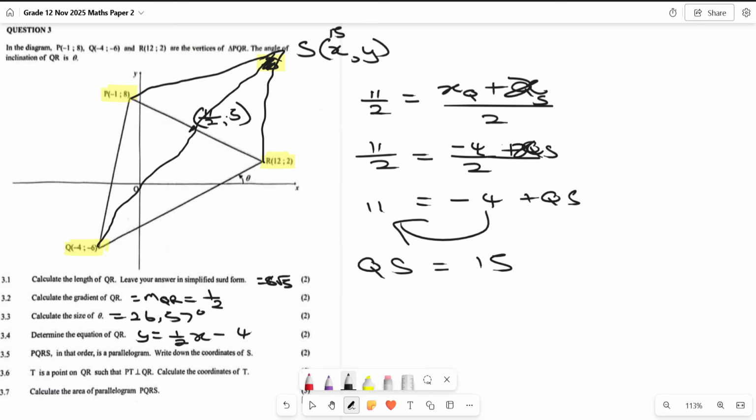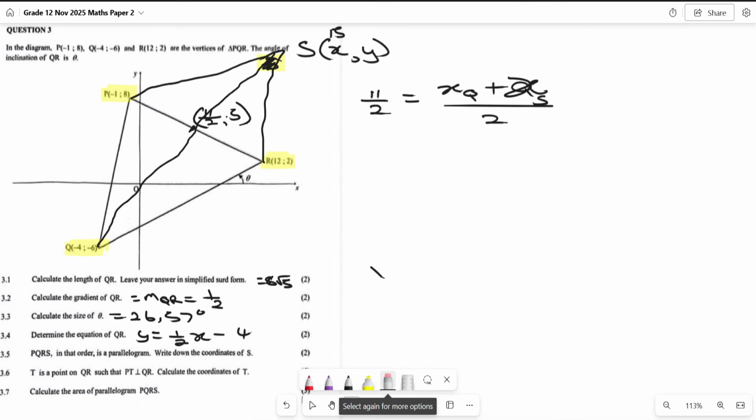However, they asked us to calculate the length of something here. QR, the length of QR, if we take it and, okay, never mind. Let's just do it this way. If there was another method, as long as our answers are the same, then kudos to you.